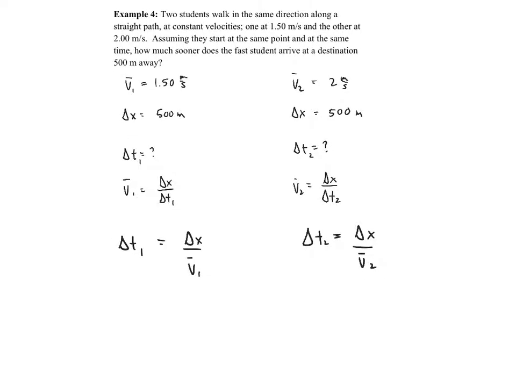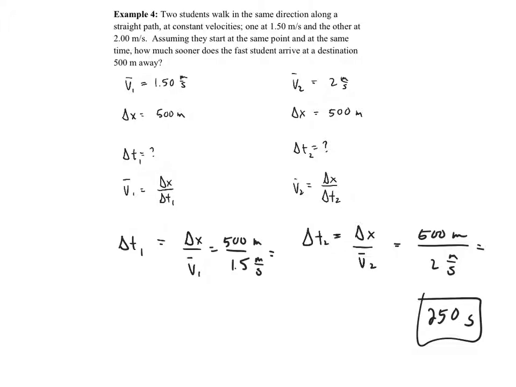So what do we get in these problems? We have 500 over 1.5, and this is in meters, and this is in meters per second. And the second one is 500 over 2. 500 over 2 is 250, that's easy, and that's in seconds. And 500 over 1.5, what am I going to get? 333.3, and that's going to be repeating.